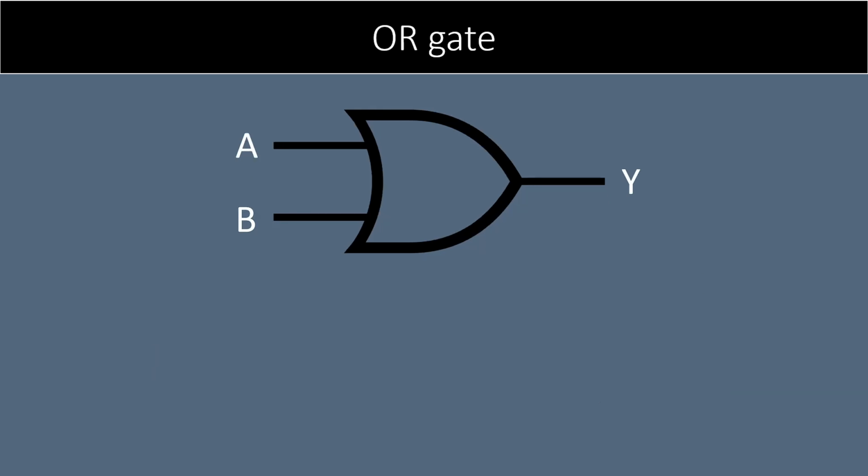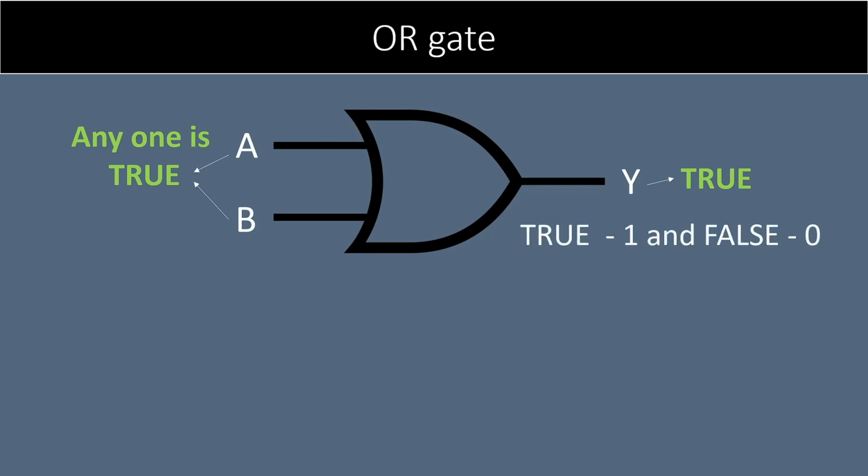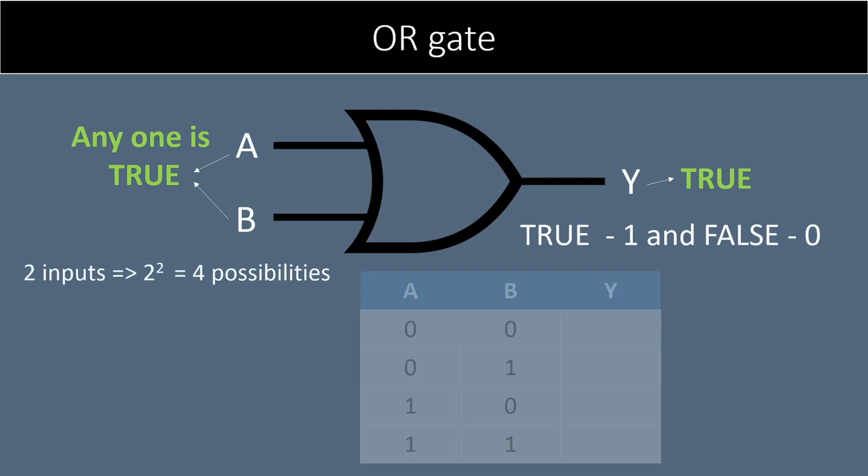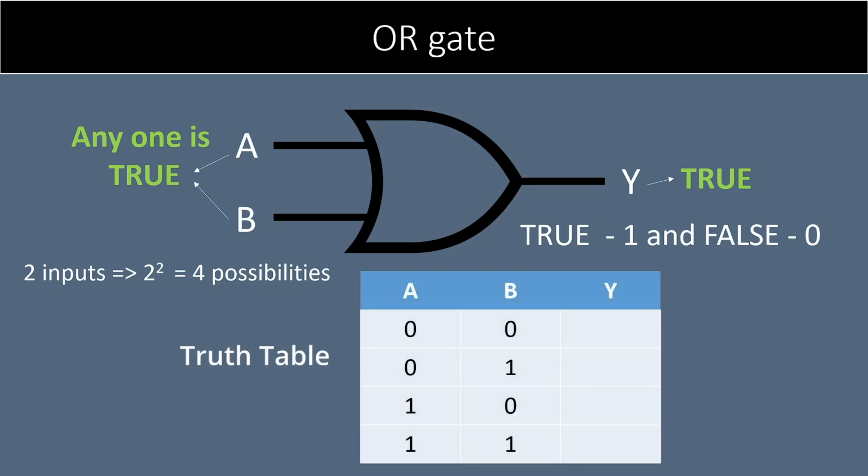In the case of OR gate, output is true if any one of the inputs is true, else the output is false. Let us assume true is represented by the bit 1 and false by the bit 0. As the OR gate has two inputs, there are 2 to the power 2, that is 4 possibilities, which are represented here in the truth table. If A is 0, false, and B is 0, then the output is 0, false. That is, the gate is not open for passing the electric current further. In all other cases, the output is true. That is, the gate is kept open for passing the electric current further.